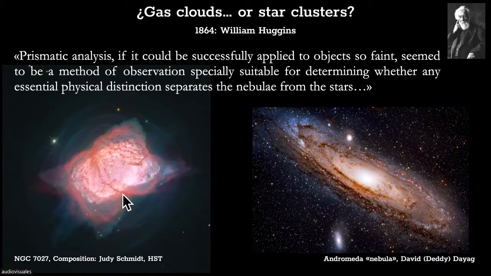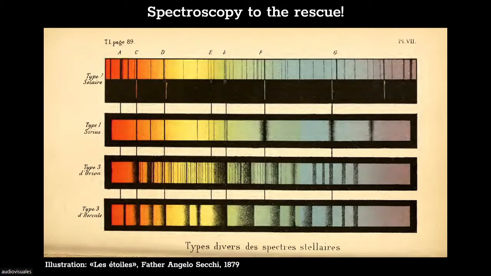So William Huggins applied spectroscopy to study these objects. As you know, spectral lines are chemical fingerprints of the components in the object we are studying. Here we have these beautiful illustrations by Father Angelo Secchi of the 19th century of the spectra of different kinds of objects in the sky, mainly stars. And as you can see, the spectra are like black body radiation, so it's a continuous spectrum with holes, like absorption lines, which are indicative of chemical elements.